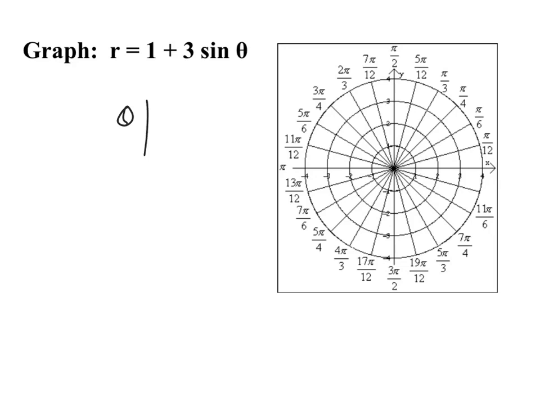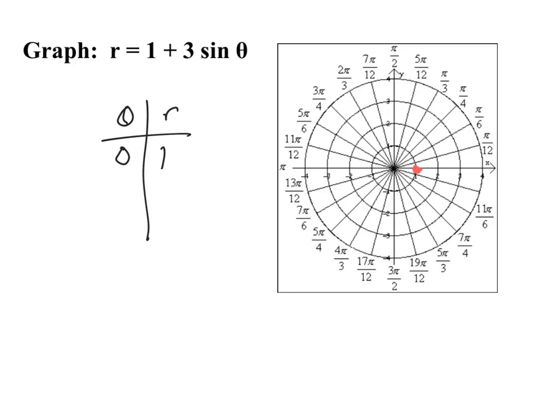So we've got thetas, we've got r's. I'm going to pick some easy thetas, okay? So let's start with 0. Recall that the sine of 0 is 0, so we end up with 1 plus 0, so r is just 1. So when we are at 0, r is 1. Maybe I'll change color so we can see a little better right there.